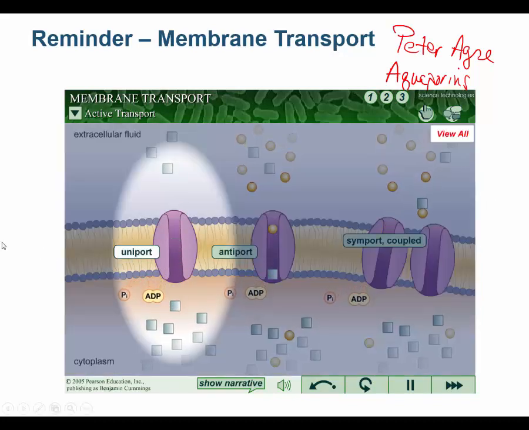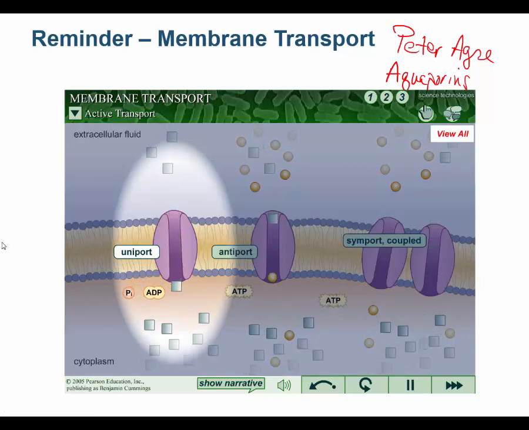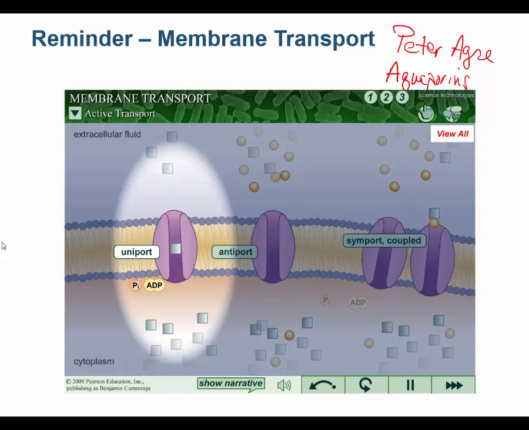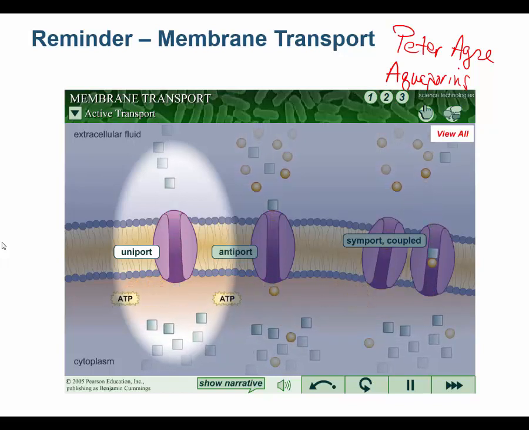A uniport is an active transport protein that transports a single molecule or a group of the same molecule in one direction against the concentration gradient. These proteins are also ATPases, using ATP to drive the transport.